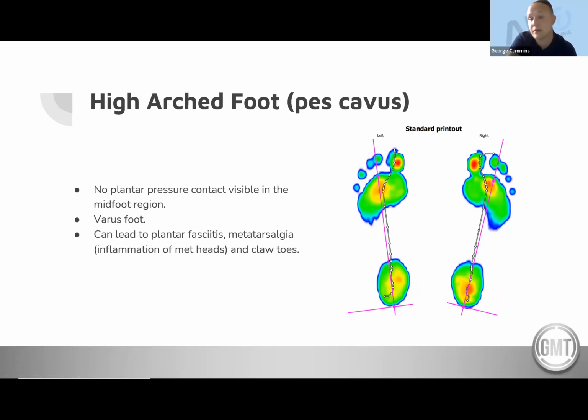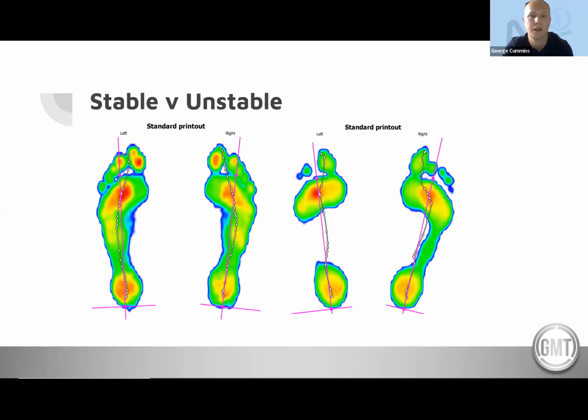Oppositely to this, we can see people with high arch feet, which would look something like this, where actually you see no midfoot contact at all. This also can lead to that plantar fasciitis, but also more forefoot problems as well. You may have heard the term metatarsalgia, which is an inflammation of the metatarsal heads, or claw toes as well. But often we don't actually fully understand this about an individual until we can assess them properly and really see what's going on beneath the foot.